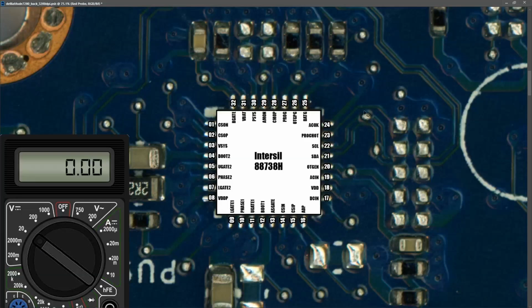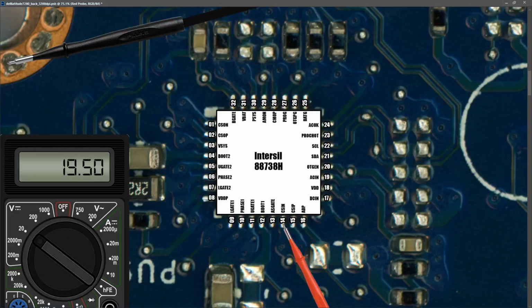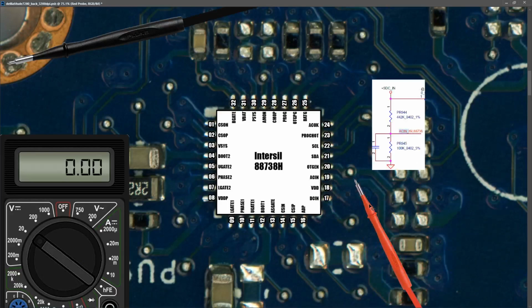With my multimeter in volts DC in a 20 volt range, I place my black probe to ground, and with my red probe I carefully place it against pin 14. And there I measure 19.50 volts. So we're getting the correct input voltage. Pin 19 is the ACIN pin. And if we check our schematic, we can see that this is where our ACIN pin is connected here.